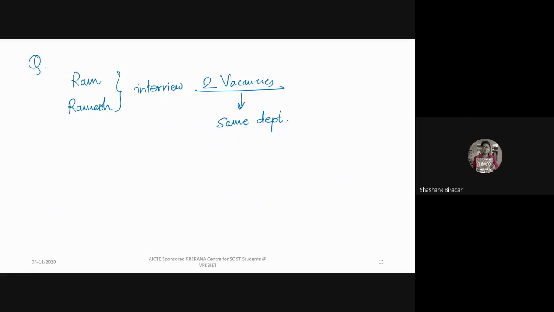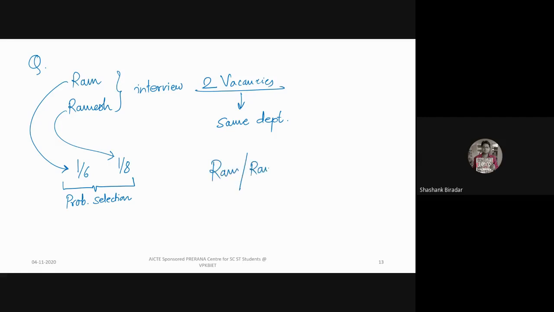So the probability of selection for Ram is 1/6, and that of Ramesh is 1/8. I'll just write it down. Probability of selection. What is the probability that one of them will be selected? So either you have to select Ram or Ramesh. What is that probability that only one of them will get selected?